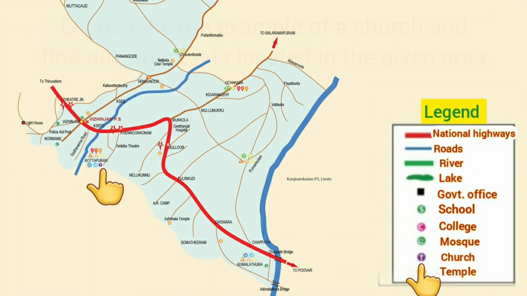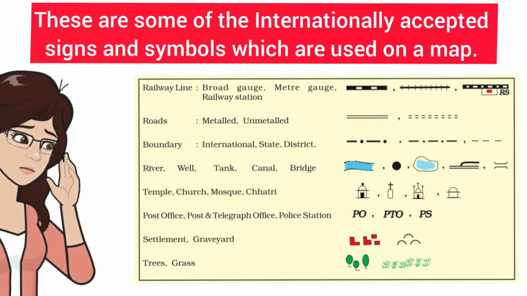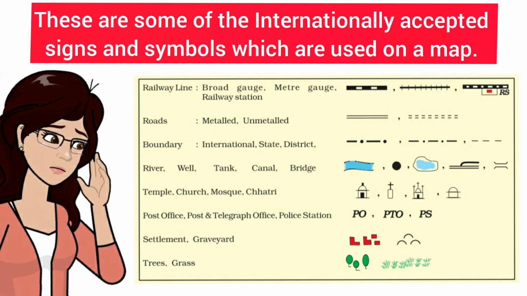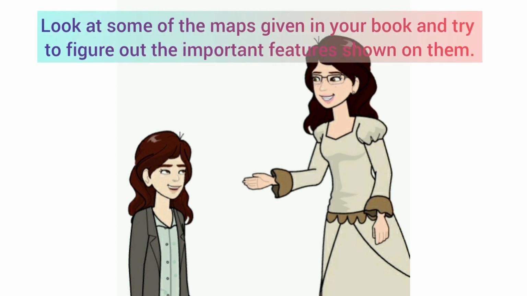Clear? So children, these are some of the internationally accepted signs and symbols which are used on a map. Even if we don't know the language of an area and therefore cannot ask someone for directions, you can collect information from maps with the help of these symbols, because maps have a universal language that can be understood by all. Now it's your turn to look at some of the maps given in your book and try to figure out the important features shown on them. Hope it would be fun for you.